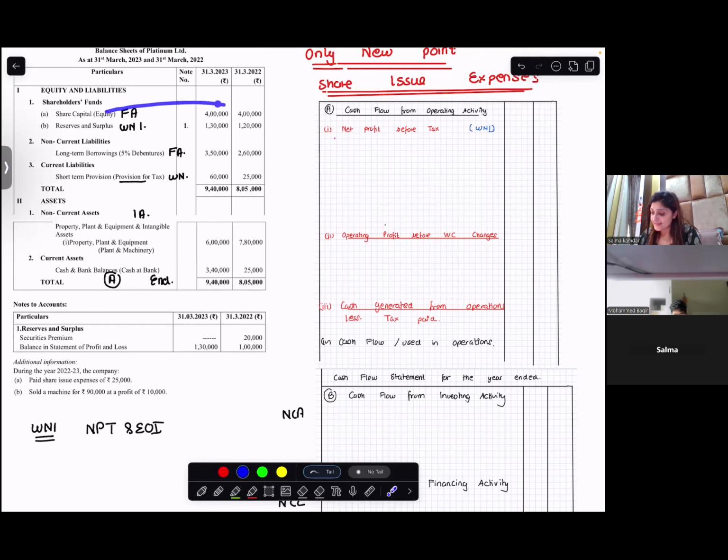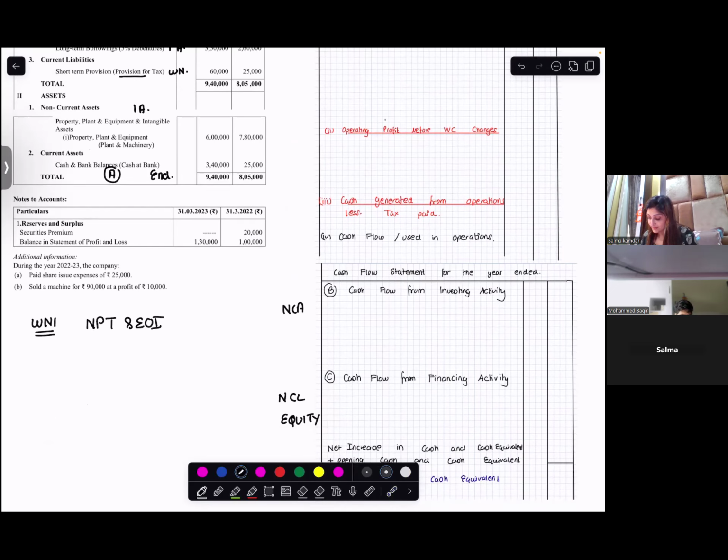Come on, we start with the first thing. You see a share capital. Is there any change in the share capital? No. So it will not go anywhere. There is no issue of shares. Now your reserves and surplus. Reserves and surplus, you should see whether you have any working note or not. If I see over here, I clearly have a working note. So reserves and surplus goes to your working note number 1, where you find your net profit before tax and extraordinary items.